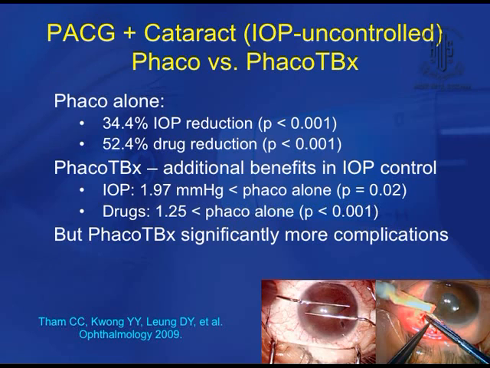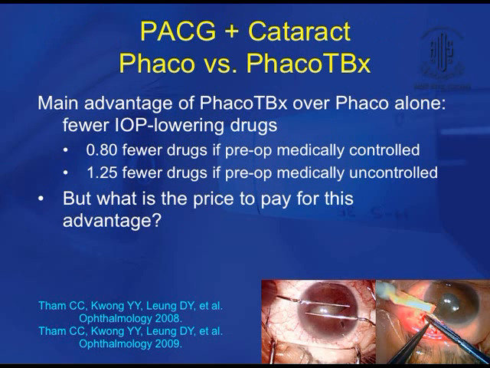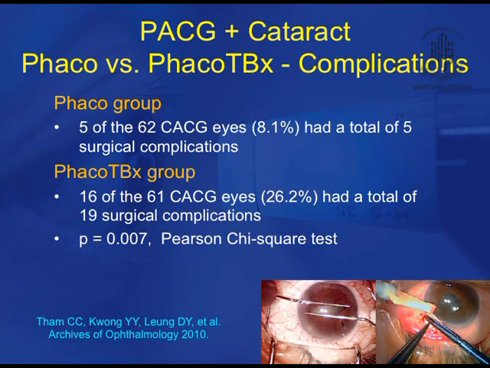Once again, looking at the numbers, if you look at cataract extraction alone, there is almost a 1/3 intraocular pressure reduction and more than 50% of drug reduction. But if you do combined surgery, there's a further 2 millimeters mercury of IOP reduction over 24 months and a further 1.25 reduction in the number of drugs required over the first 24 months. So, combined surgery has better IOP reduction and also greater drug reduction than phacoemulsification alone. But what is the price to pay for this advantage? Let's first look at the complications.